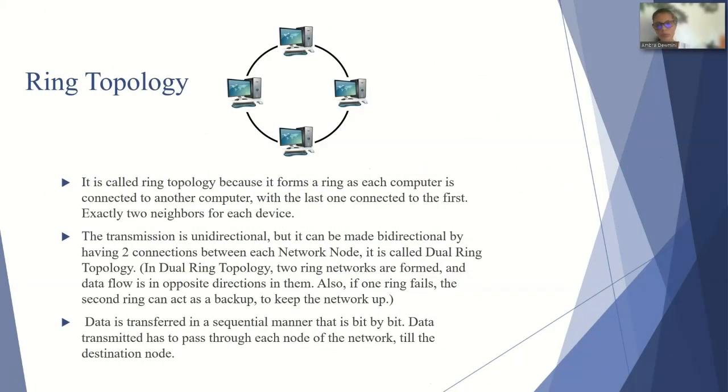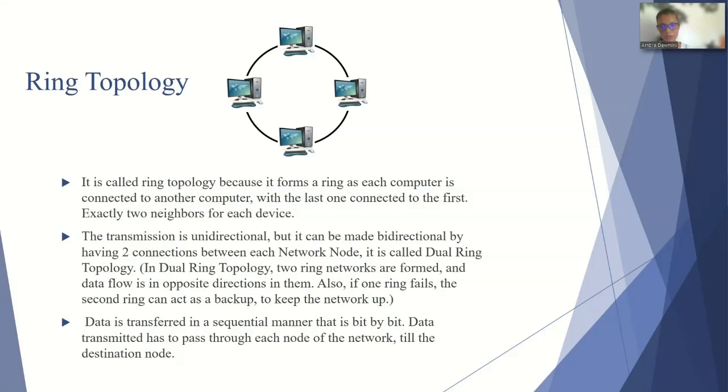Let's talk about ring topology. It's called ring topology because it forms a ring, as each computer is connected to another computer, with the last one connected to the first. Exactly two neighbors for each device. The transmission is unidirectional, but it can be made bidirectional by having two connections between each network node. It's called dual ring topology.